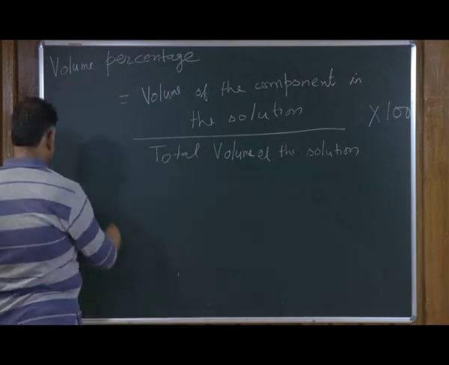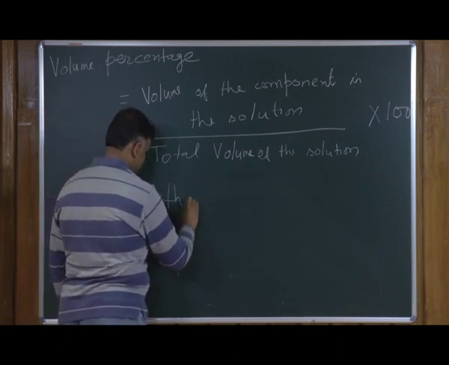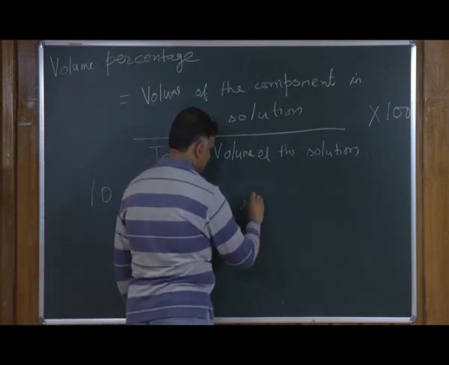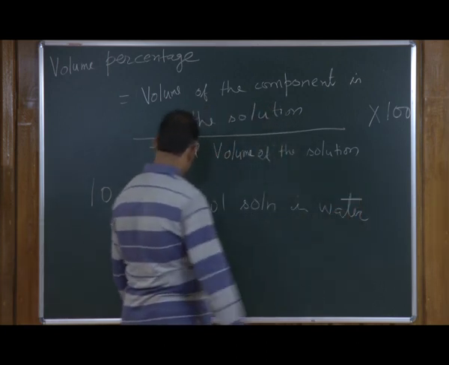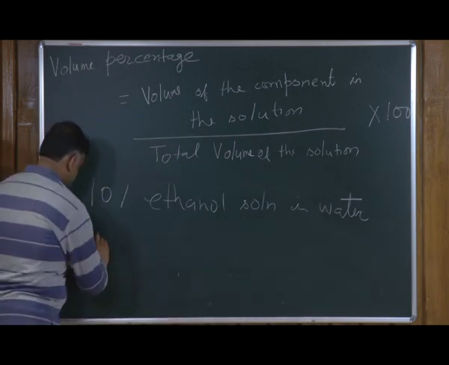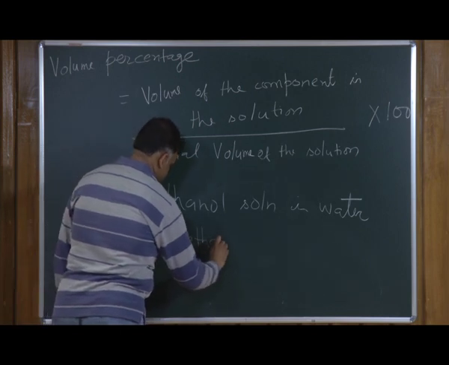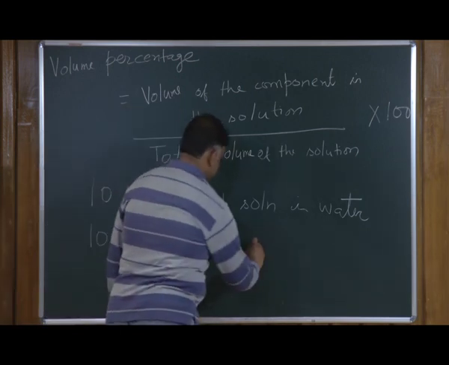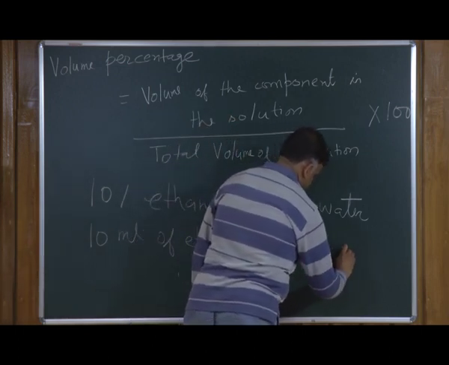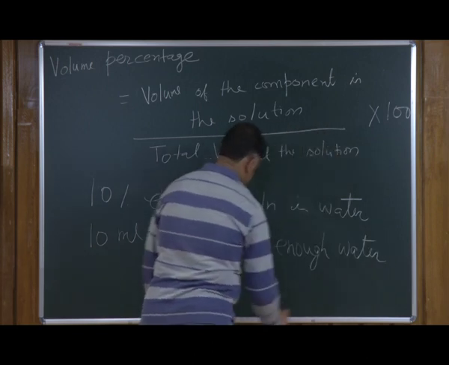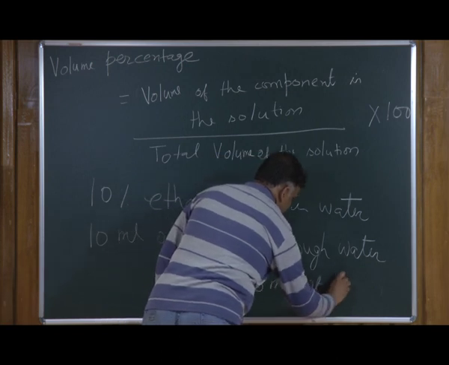So, 10% ethanol solution in water. It means 10 ml of ethanol, the alcohol, plus enough water so that we prepare total of 100 ml of solution.